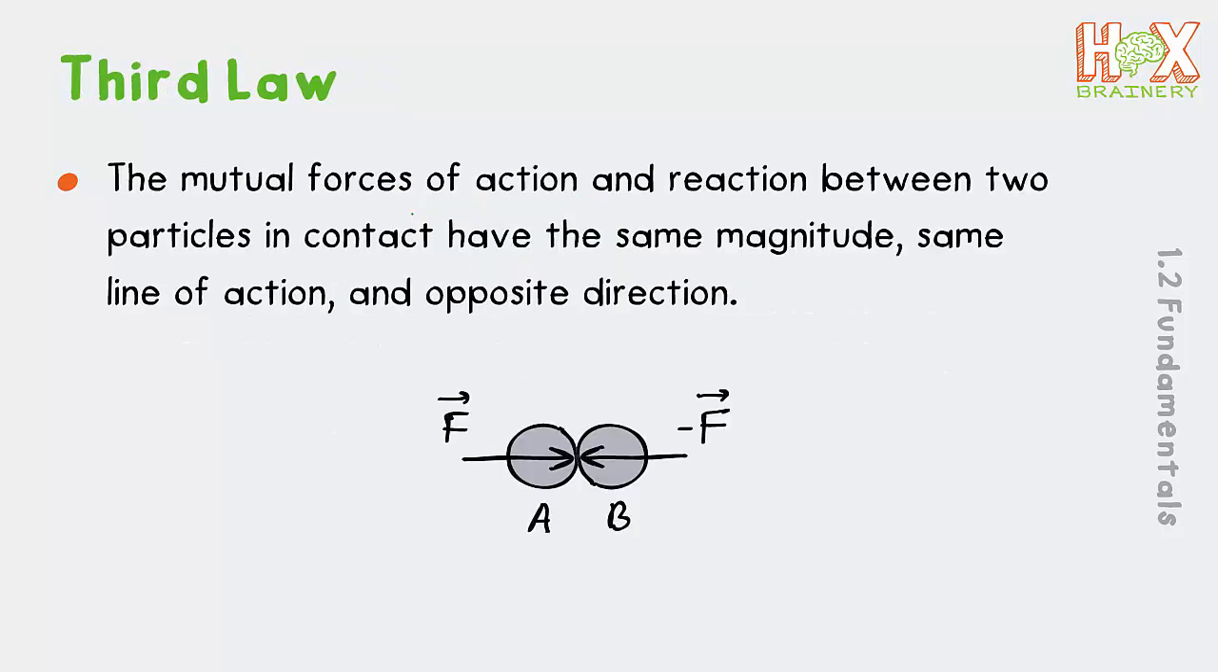And the third law states that the mutual forces of action and reaction between two particles in contact have the same magnitude, same line of action, and opposite direction. So here you have particle A, particle B. Here you have force F and negative F. I'm using a negative here since they have the opposite direction. And you can see here that they have the same line of action, and then assume that they have the same magnitude.